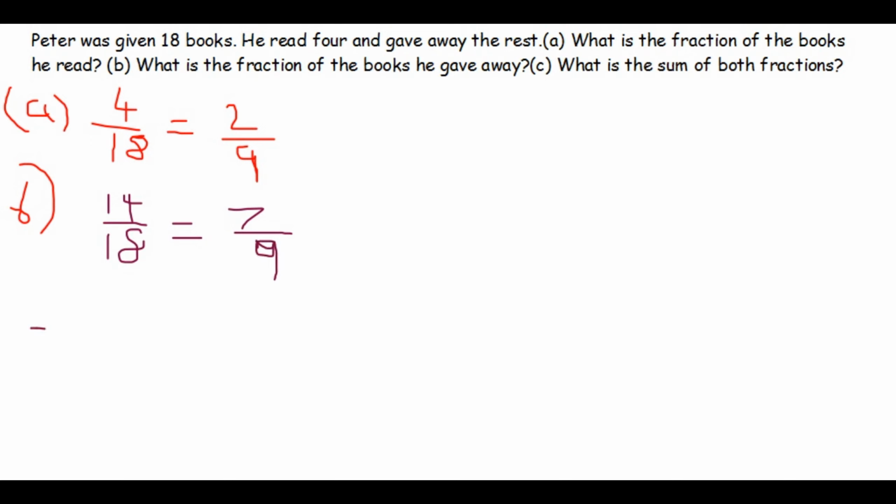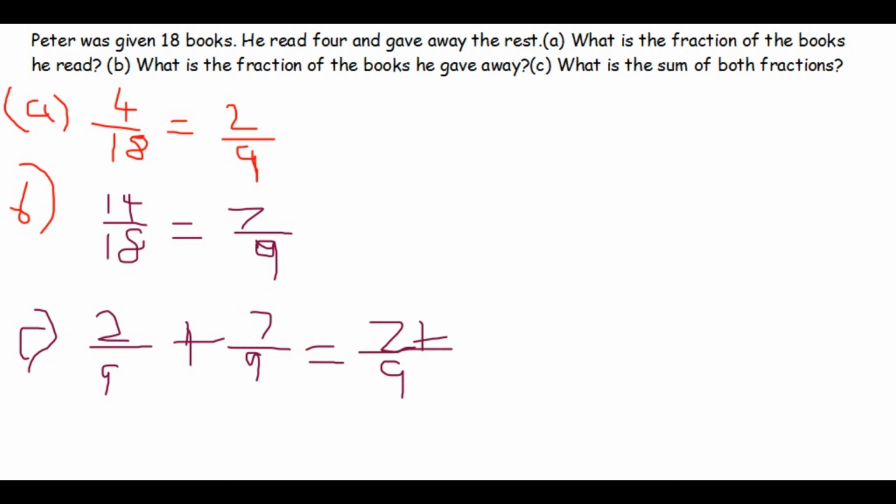And C, what is the sum of both fractions? Well, we are going to add both of our answers together. So we'll have 2 over 9 plus 7 over 9. And if I add this together, we'll have 2 plus 7, and this will be 9 over 9, which is equal to 1.